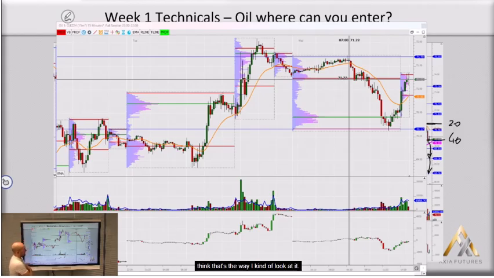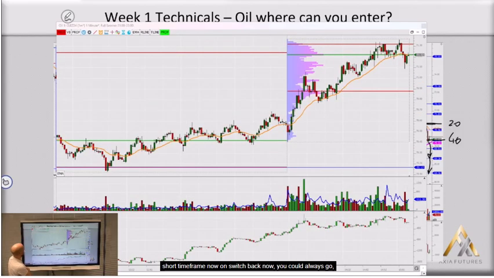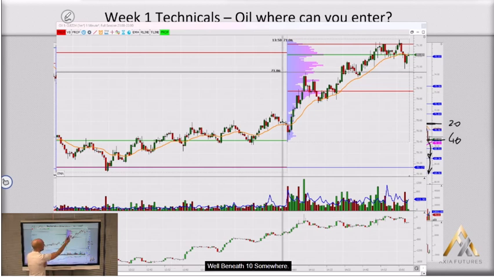I think that's the way I kind of look at it. I think as long as it stays above 20, and if you look at it saying short time frame now, go on, switch back. Now you could almost go, well, if you want to run the rest of it and keep your stop, what, beneath 10 somewhere? Yeah, beneath that sort of initial high. As long as it stays above there, I think it's just as likely to go to 70 as it is to anywhere else. And so we'll do it like that. But yeah, I quite like you've got a clear place for it to go to.